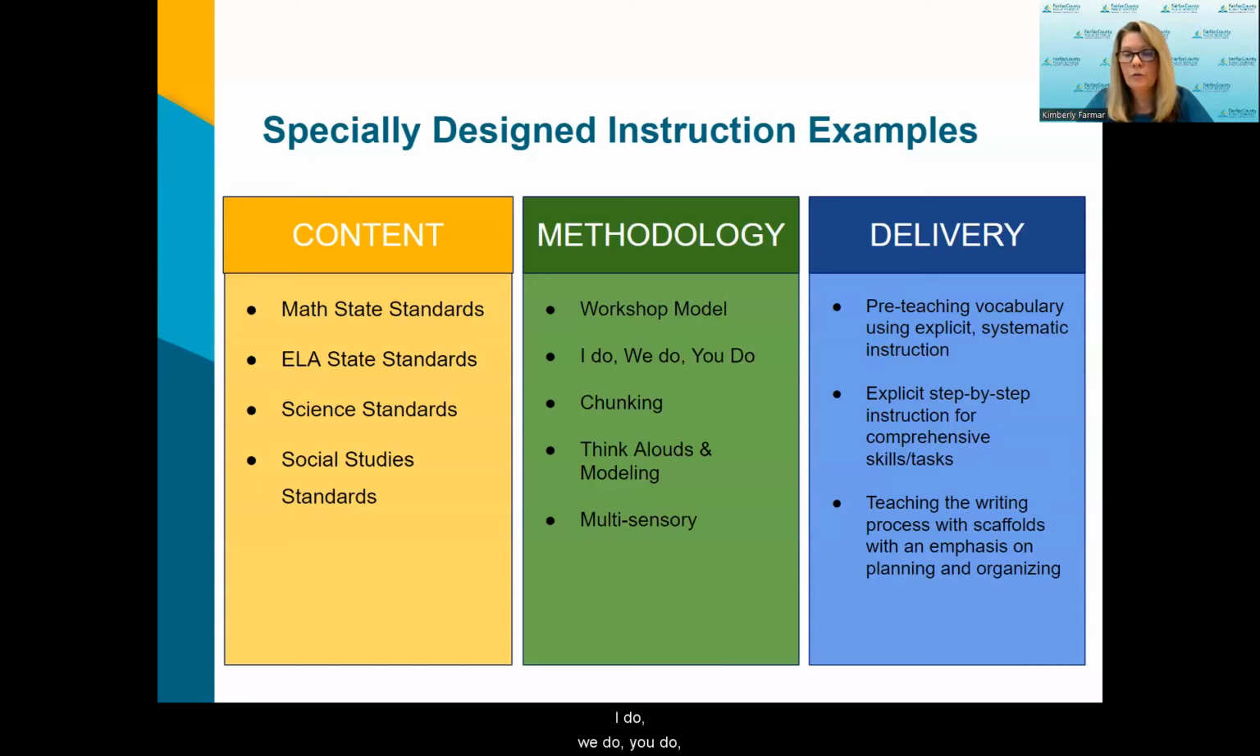Under methodology, there are a variety of ways to approach, including the workshop model, I do, we do, you do, chunking information, think alouds and modeling, which provide for routines, or a multi-sensory approach. Under delivery, there may be pre-teaching of vocabulary using explicit systematic instruction, explicit step-by-step instruction provided for comprehensive skills and tasks, or teaching the writing process with scaffolds with an emphasis on planning and organization.